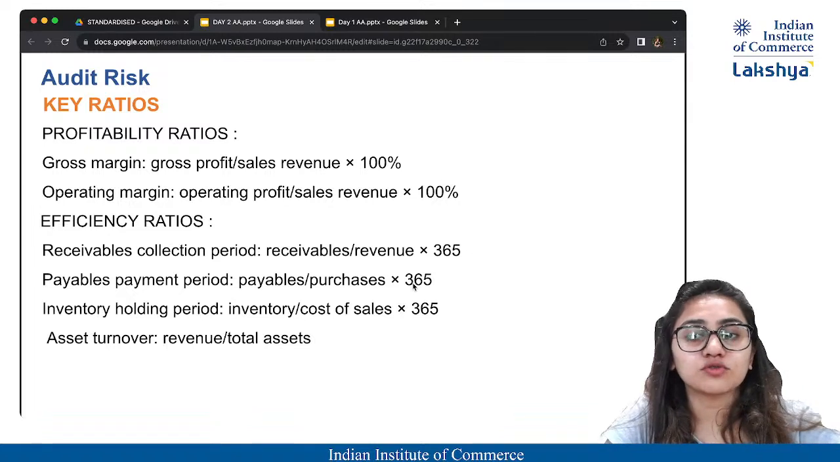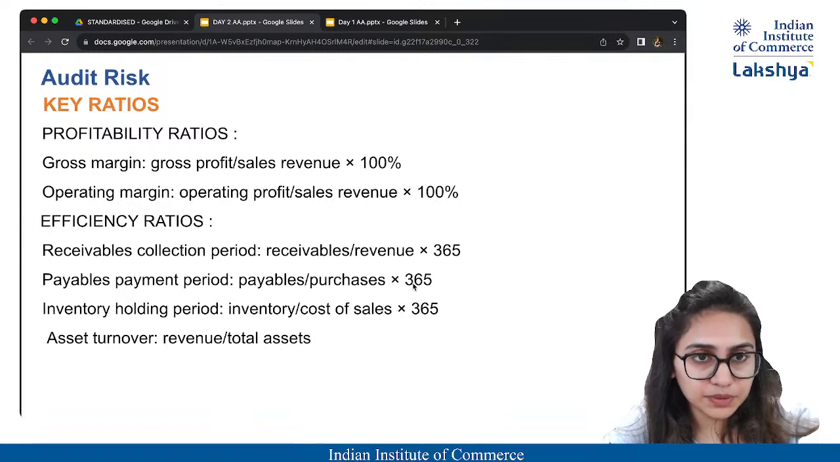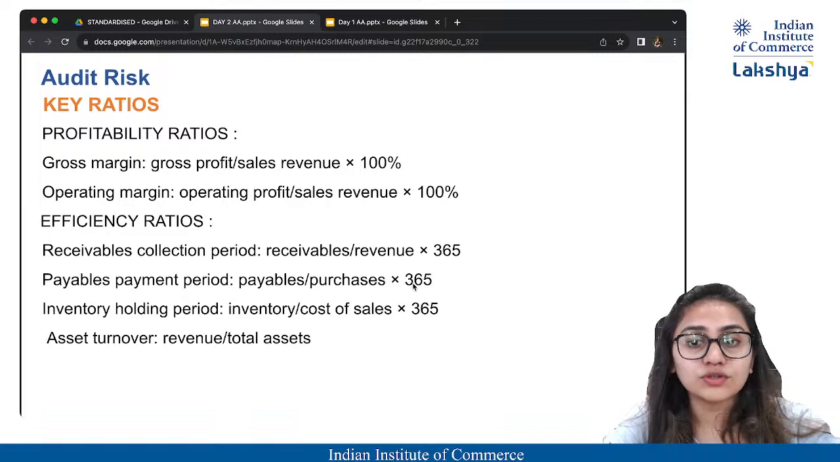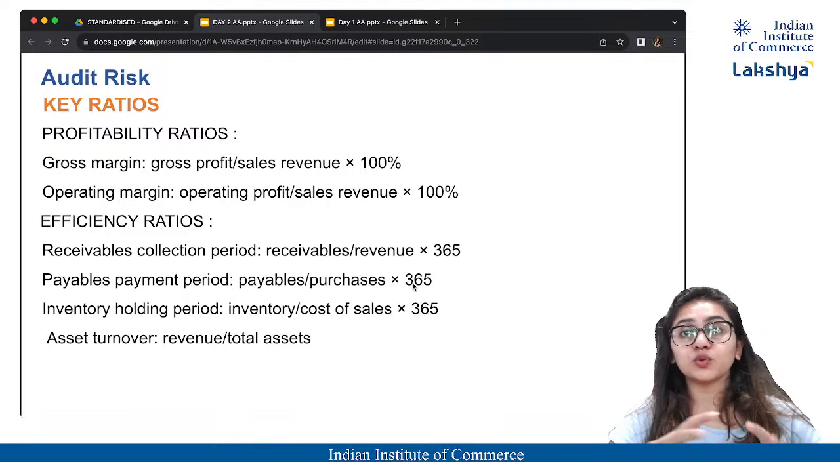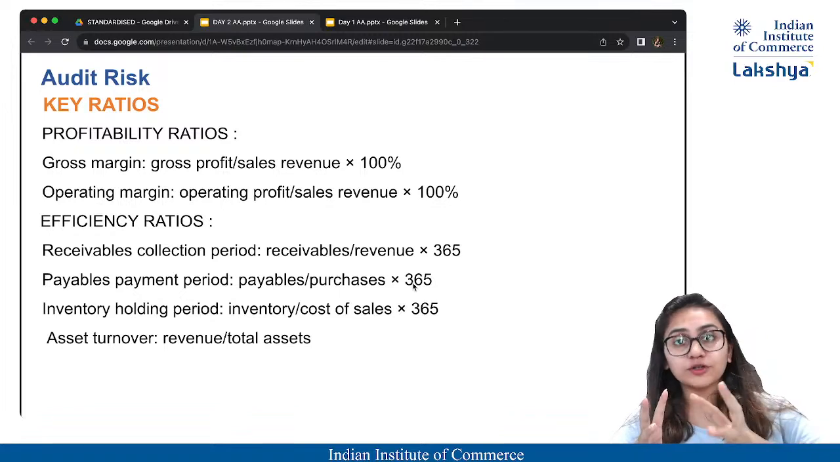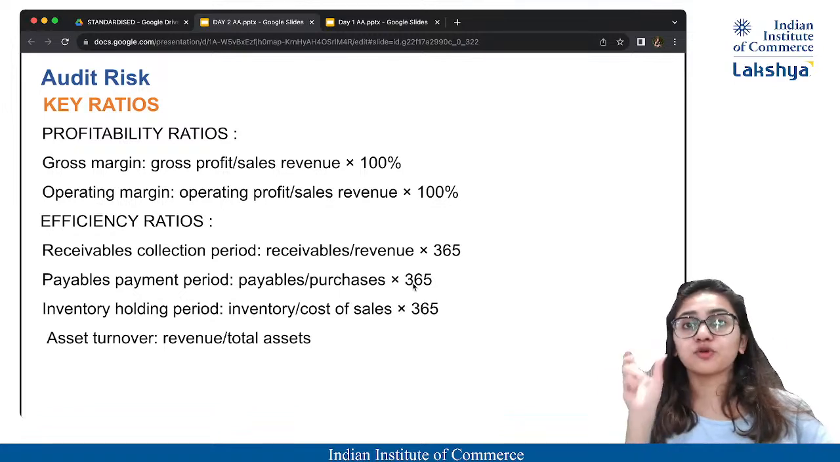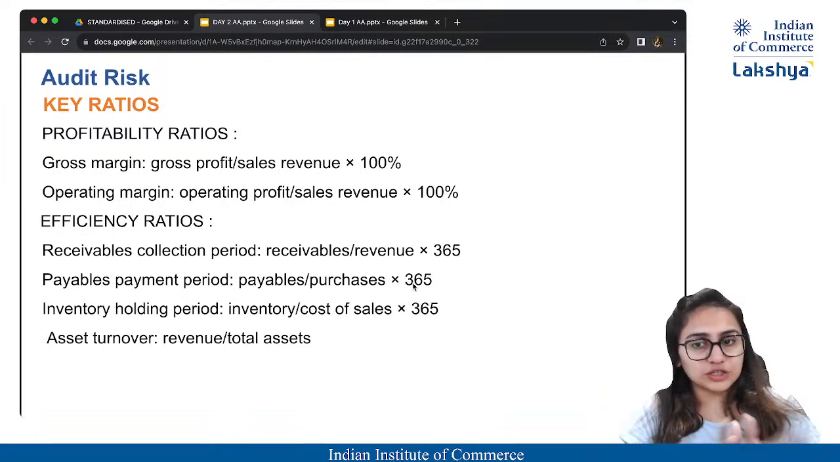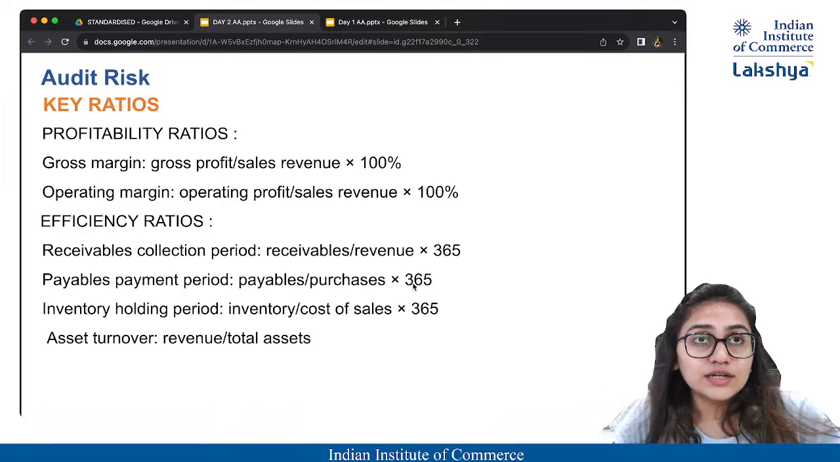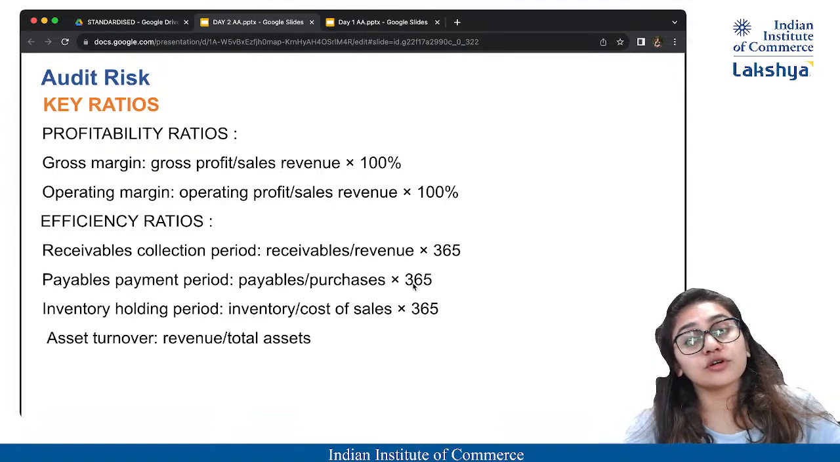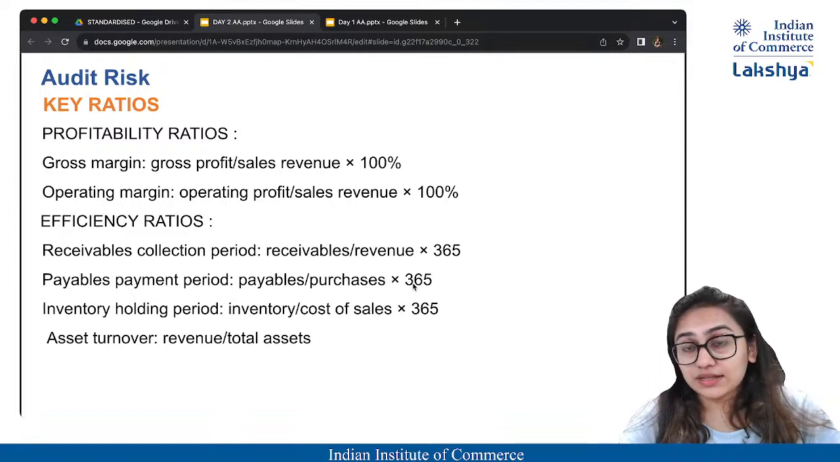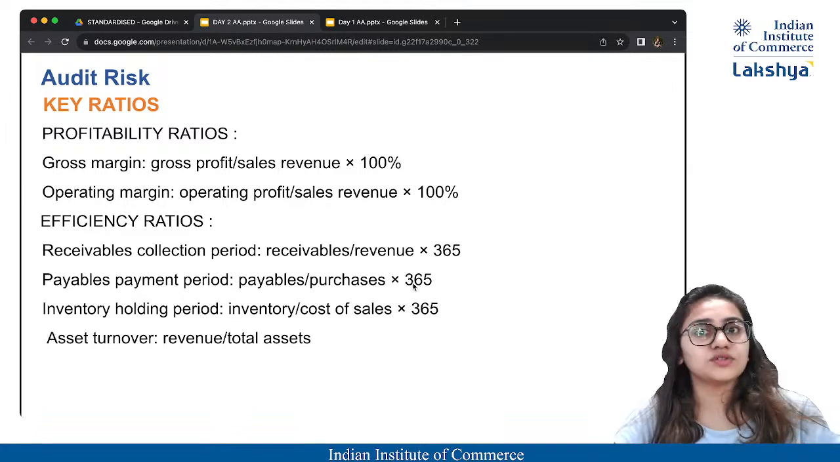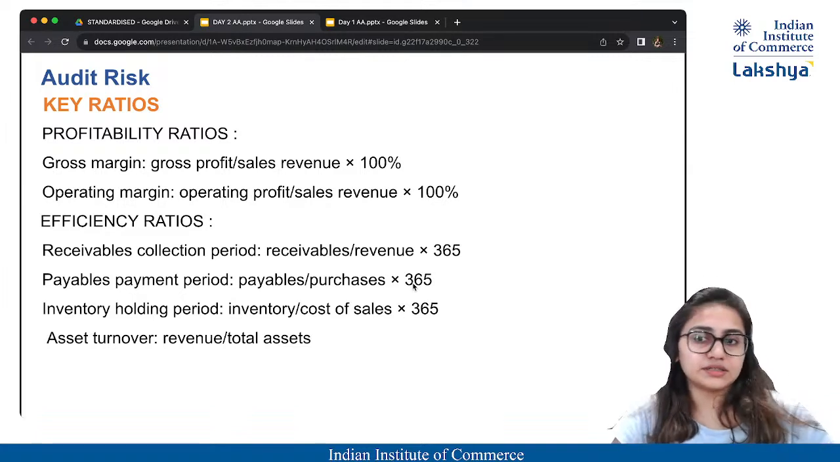First one is the gross margin ratio, gross profit margin ratio, and the ratio is gross profit upon sales revenue into 100. That will give you an idea of your gross profit to your sales. How much profit you're making in response to your sales is your gross profit ratio. So for example, if your gross profit margin is 20%, that means on your sales you're making a profit of 20%. The more the profit, the better it is.